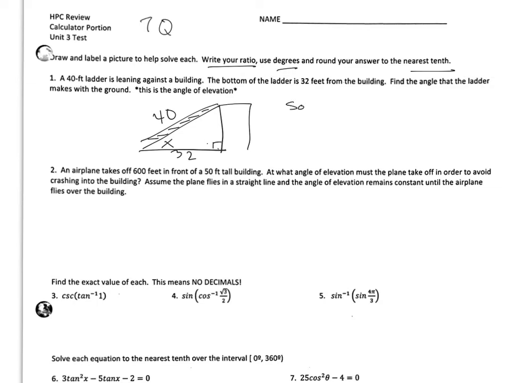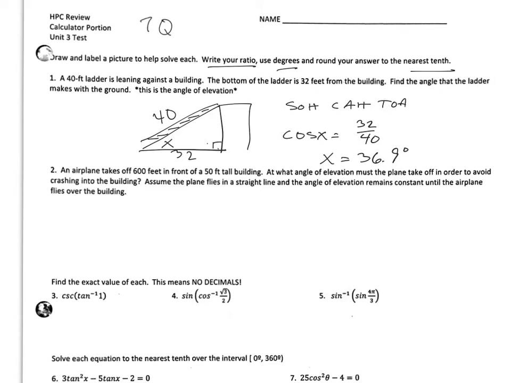So remember, we're dealing with SOHCAHTOA. This is adjacent and hypotenuse. This is cosine. So the cosine of x is equal to 32 over 40. You're doing the inverse because you're missing an angle, and so the angle is 36.9 degrees.